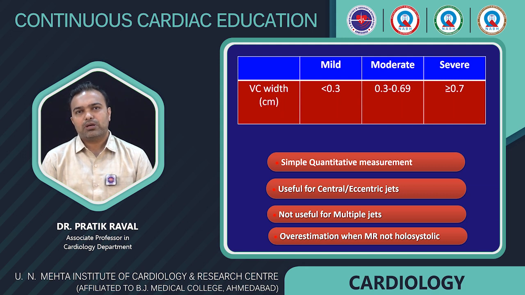It is a very simple quantitative measurement and useful in both central as well as eccentric jets. However, it is not useful when there are multiple MR jets, and it can overestimate MR when the jet is not holosystolic, as is seen with MVP.